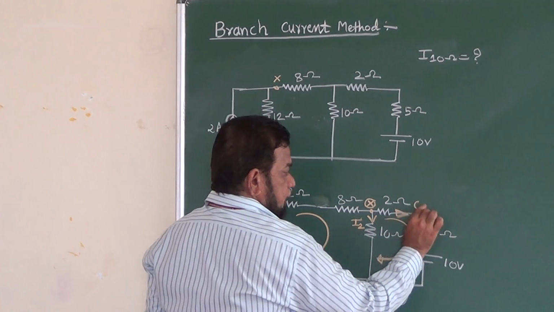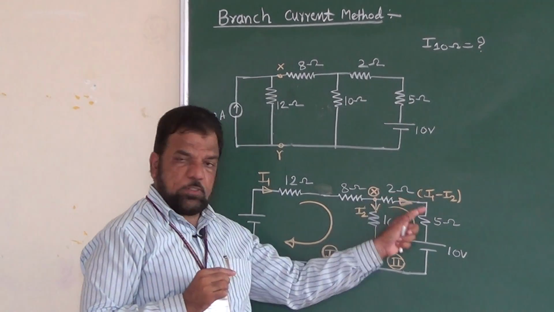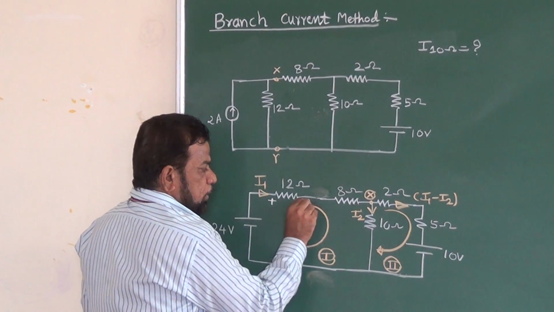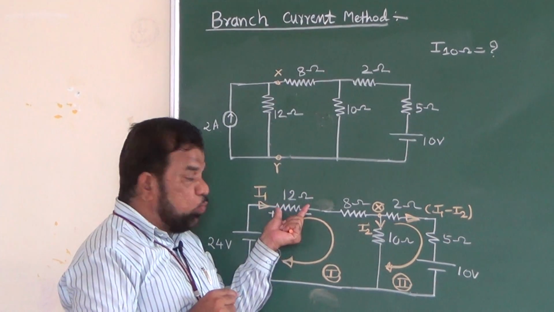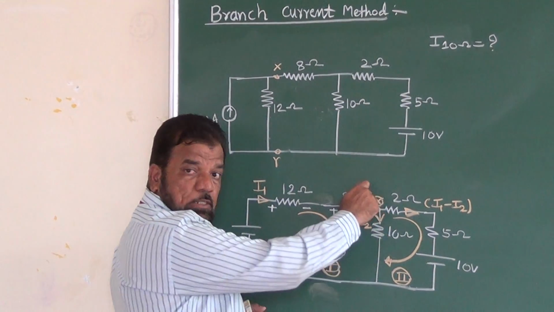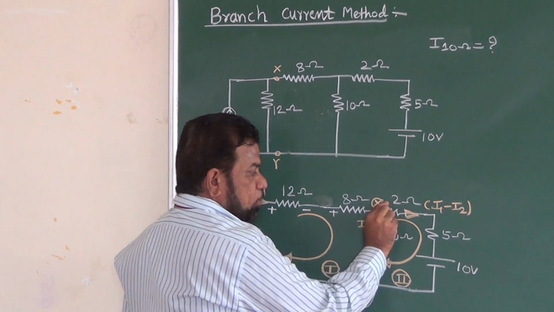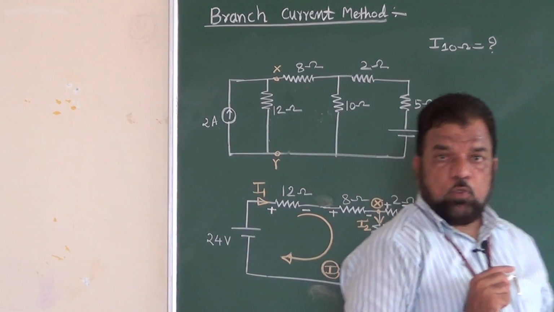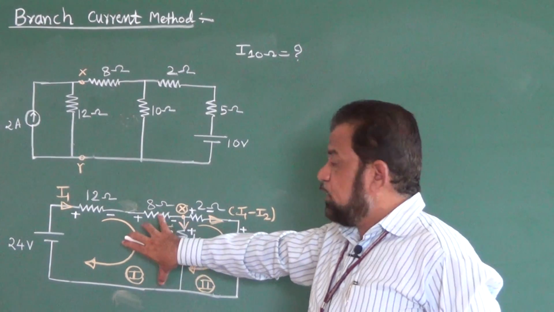So what is the remaining current? That current is I1 minus I2, flowing this way. For simplicity and understanding, we will assign the voltage drops. When current is flowing from left to right through the 12 ohm, the potential is plus minus. Similarly this potential is plus minus. Now current is flowing downward, so the potential is plus minus. Current is flowing from left to right, potential is plus minus, here also plus minus. So these are the various currents and voltage drops that we have assigned.